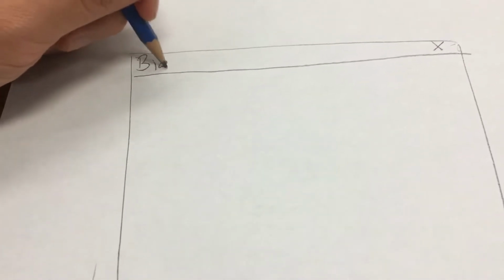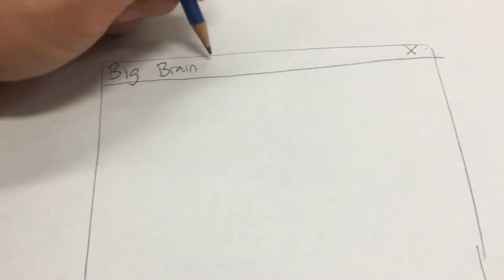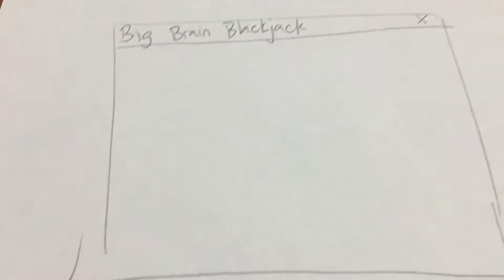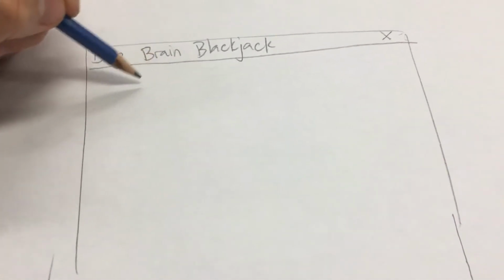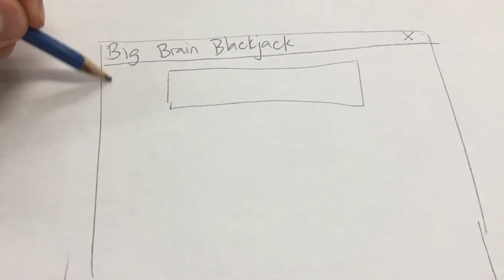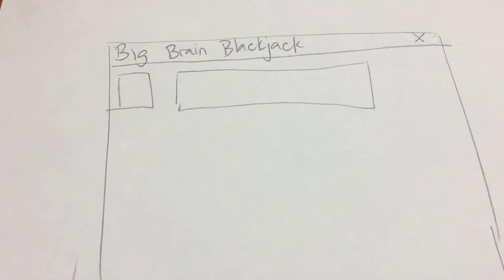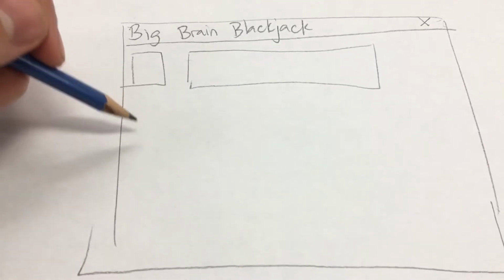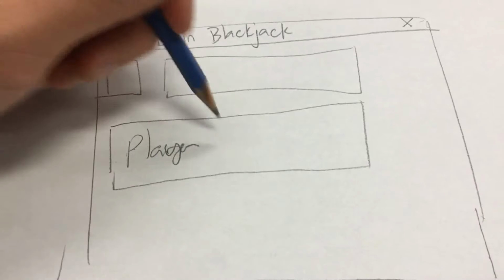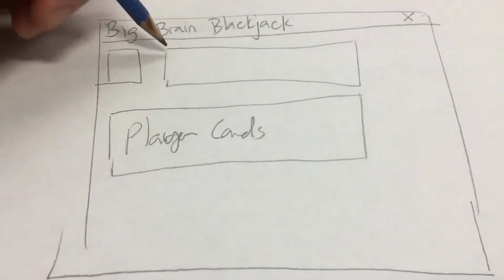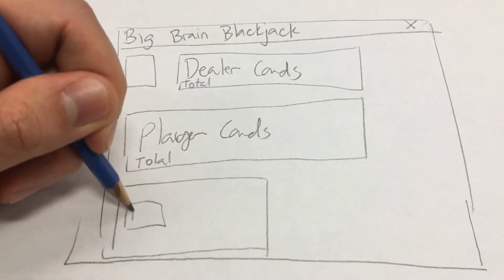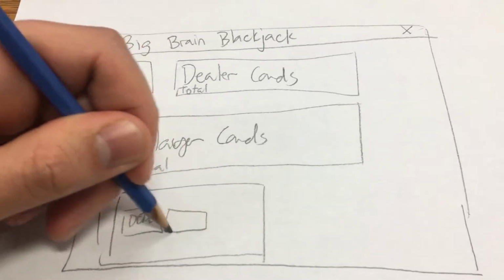So there's my window, and let's give it a title. Within my blackjack master window, I will have three main sections. The top section will contain the dealer's actions, cards, and score. The middle section will contain the player's cards, player's score, and the bottom section will contain the buttons. So our buttons for dealing, for hitting, and for standing.